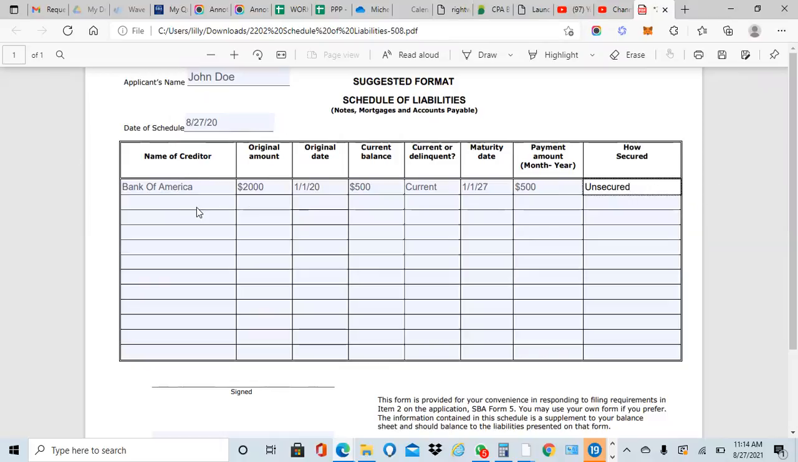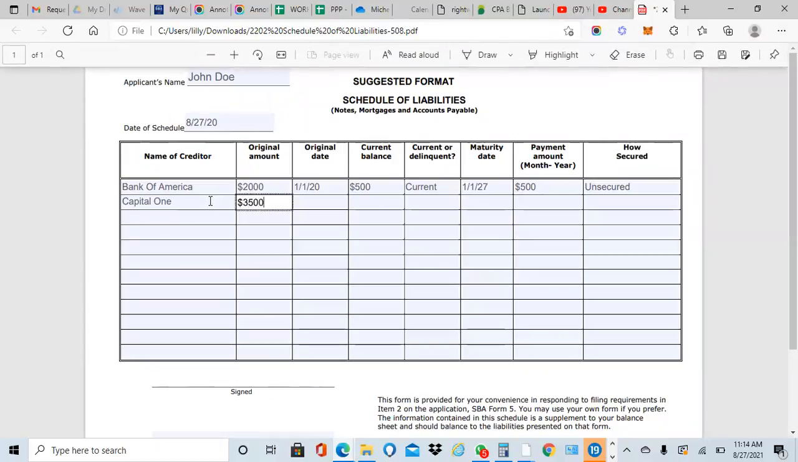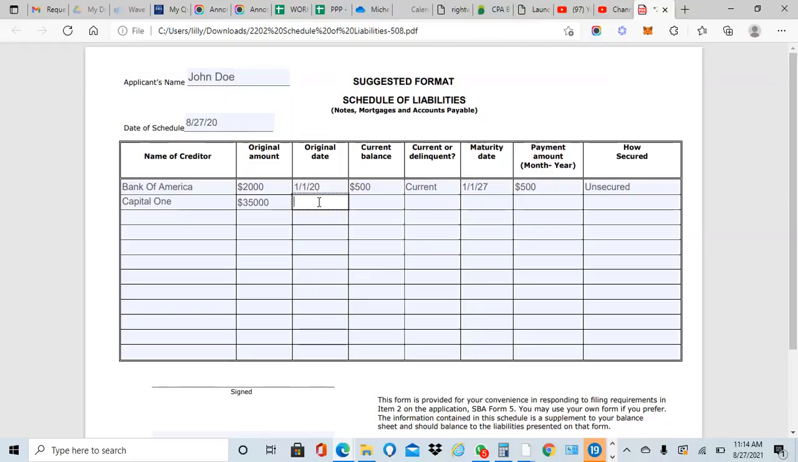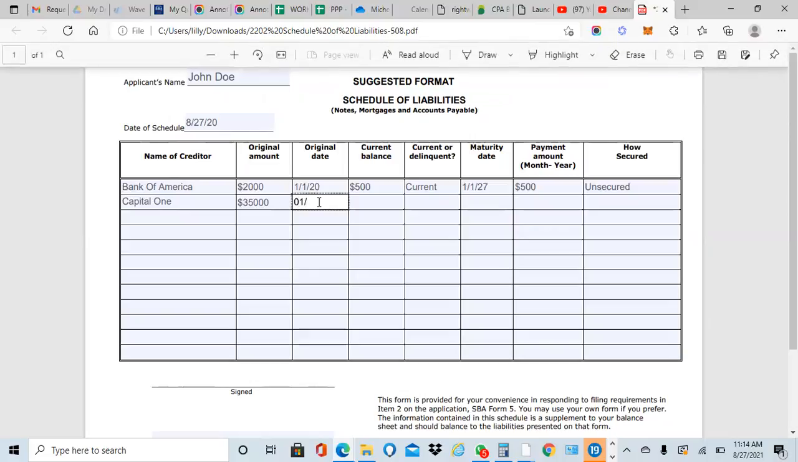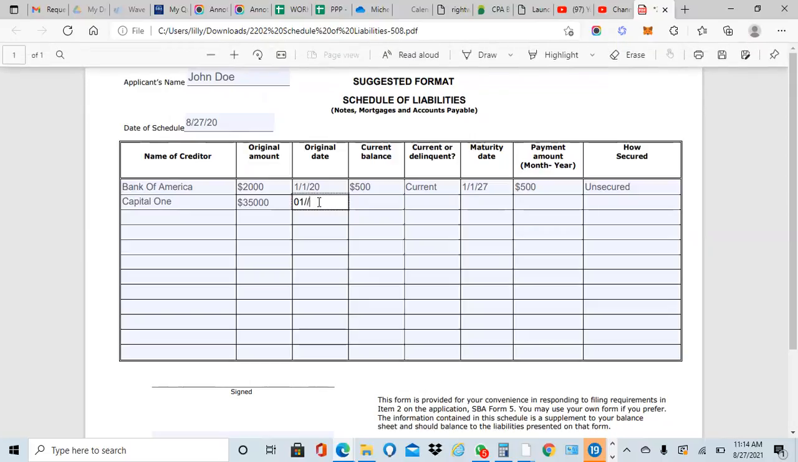Okay, next, I'm going to put my loan. So let's say I have a Capital One loan. Okay, and I got this for my car. So this is going to be $35,000. Okay, and I got the loan for the car in 2018. So I'm going to put 01. If you really do not know the date, I will suggest always put the first of the year. So I'm going to put 01, 2018.